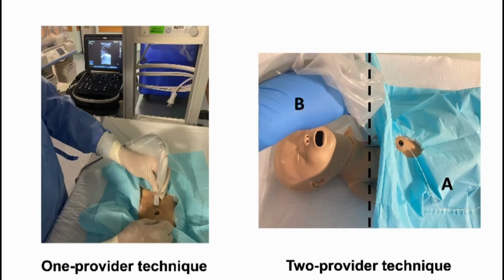Here, the letter A represents the primary provider in the sterile field inserting the line, and the letter B represents the second provider outside the sterile field holding the transducer and guiding provider A to adjust the line.